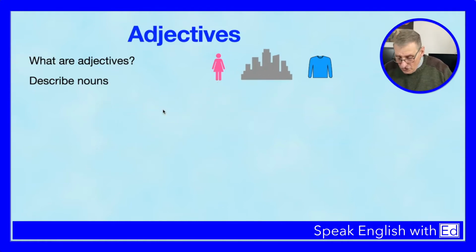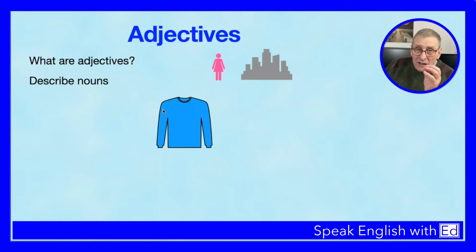And we can also do the same with objects, with everyday things. Now, this is a jumper. Say you want to buy a jumper. You will go into a shop and you would say, I want a jumper, please. And the shop assistant will say, well, what kind of jumper? Straight away, what kind of jumper?